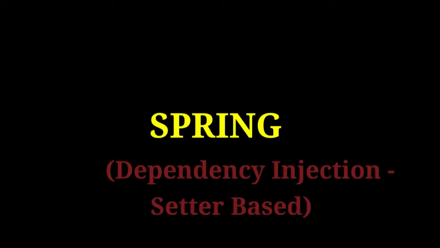In this session we are going to see dependency injection, setter based dependency injection. Here we create setter and getter methods. In the setter method we pass in the dependent class object as the argument. In the previous session I explained how to do dependency injection using constructor based. In this session we are going to see setter based dependency injection.